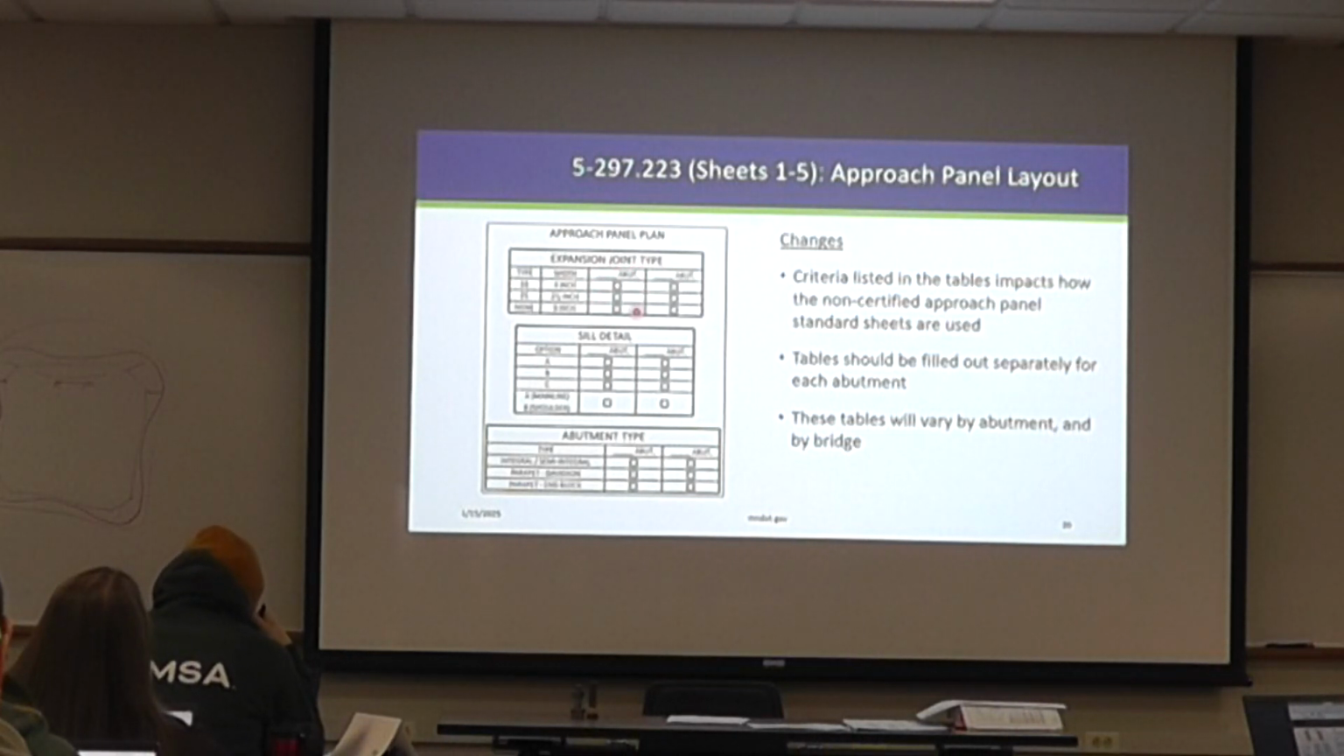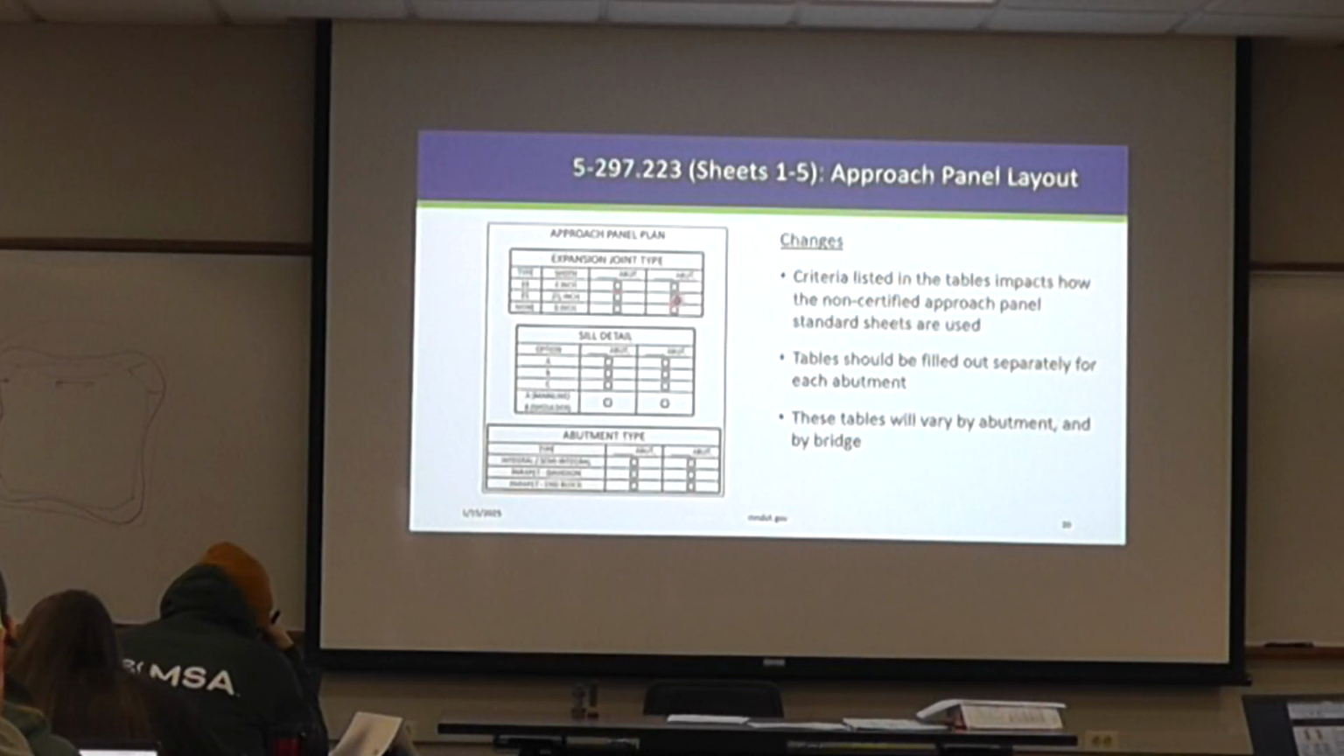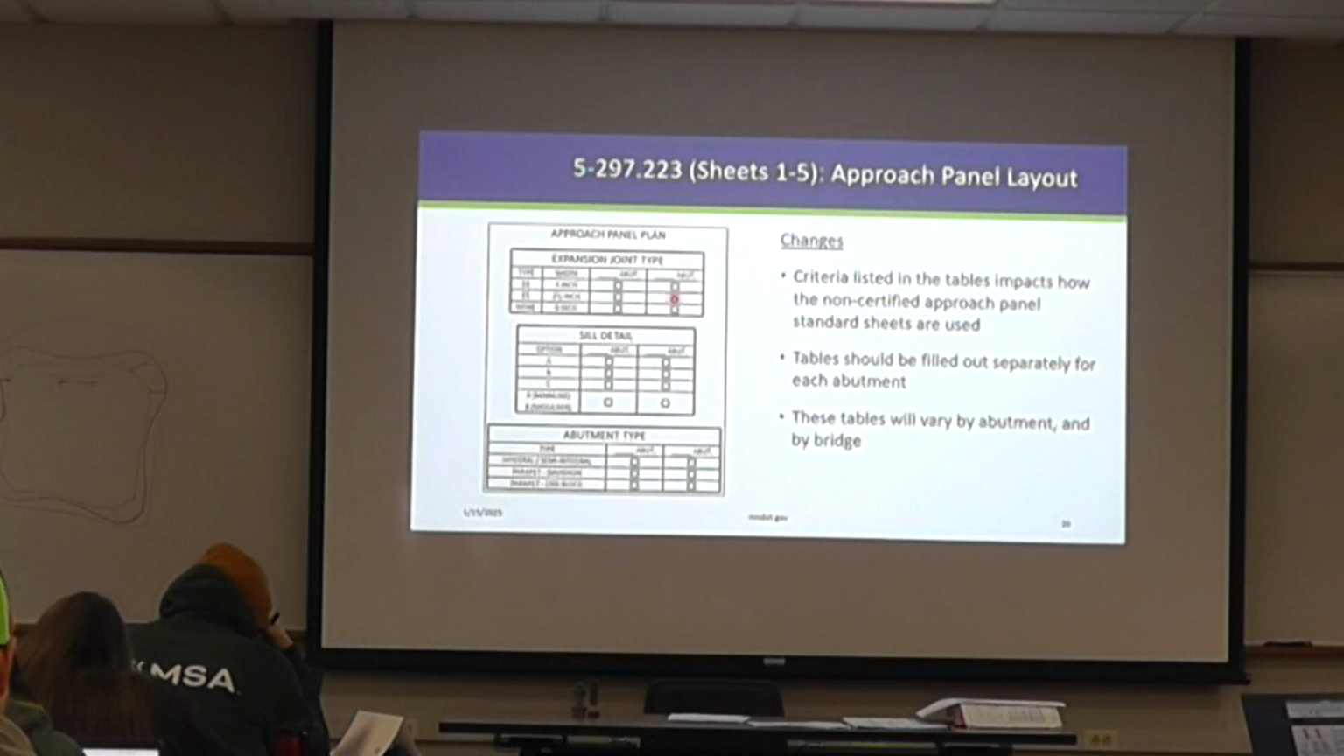So I'll note you could potentially have an E5 or an E8 joint at, say, the west abutment and an E5 joint at the east abutment. It's very likely. So just because you have one joint on one side doesn't mean it's going to match what's on the other side of your bridge.